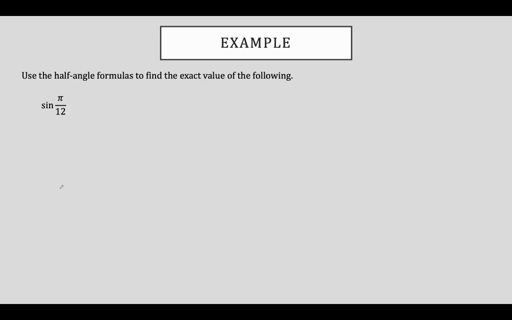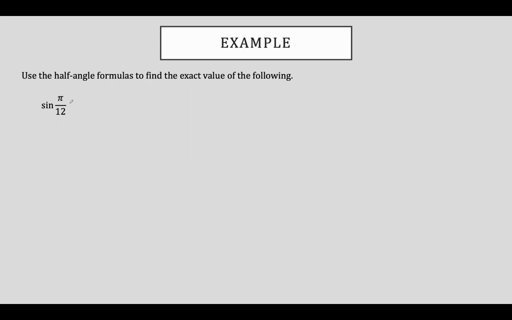Let's look at a couple more examples. Use the half angle formula to find the exact value of the following. So we are trying to figure out what the sine of pi over 12 is. Well, pi over 12, this is not one of our special angles on the unit circle. However, it is half of one of our special angles. And in particular, it is half of pi over 6.